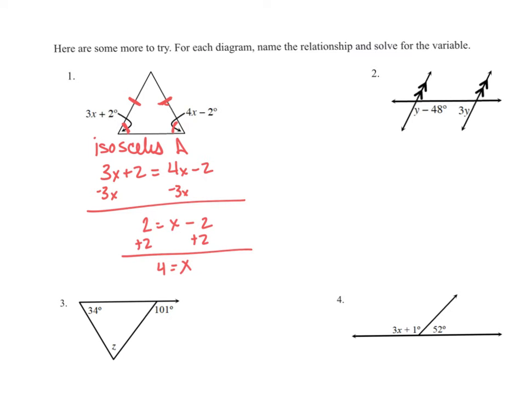Looking at number 2, I see these arrows on these lines indicating that these lines are parallel. Then when I look at these two angles listed here, they are same side interior. They are on the same side of the transversal, that is in this case below the transversal, and they're interior to the parallel lines. So I know these angles have to be supplementary, which gives me my equation there to solve.